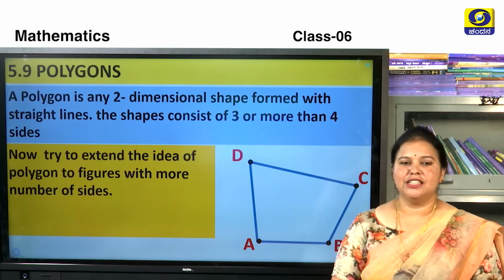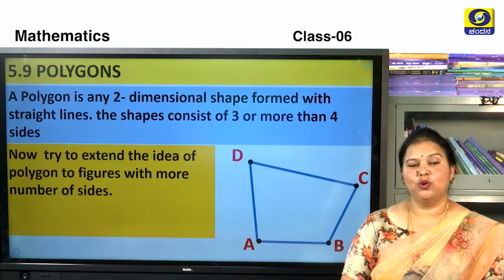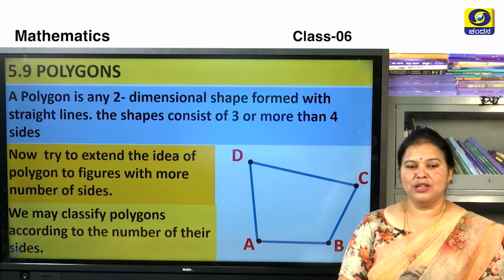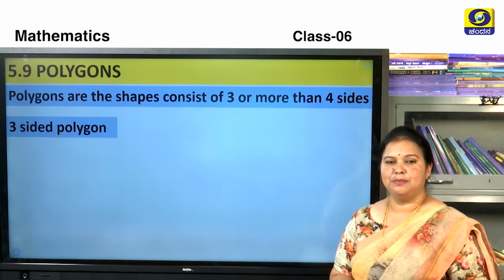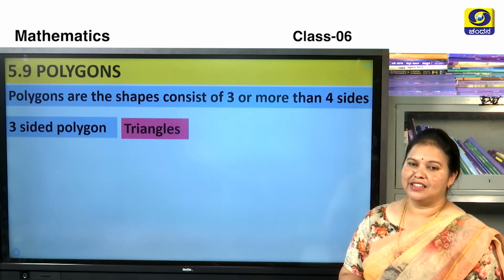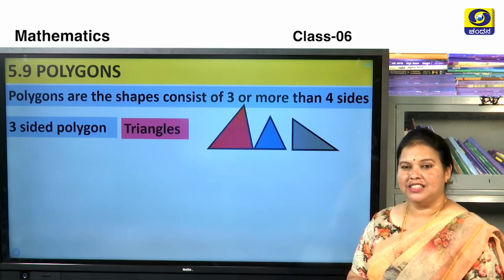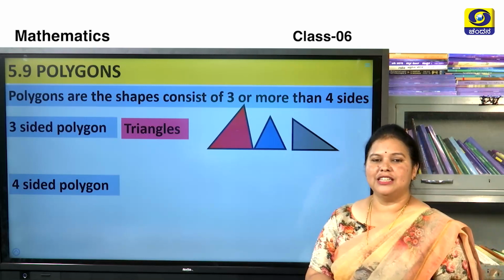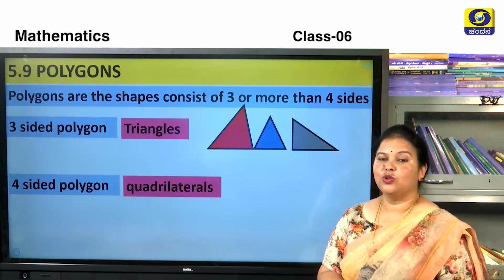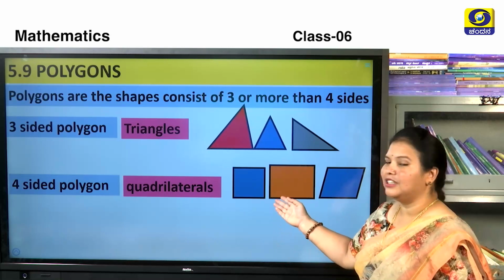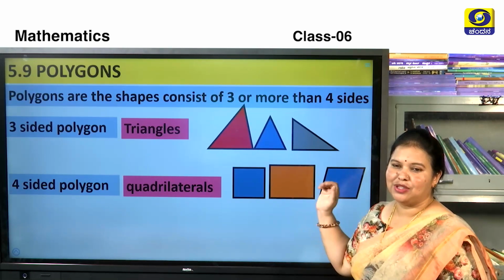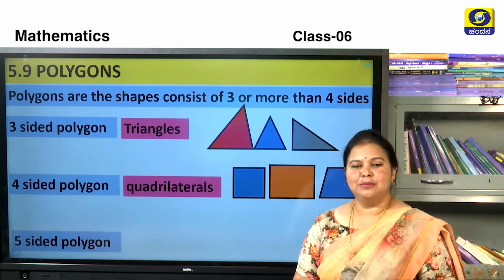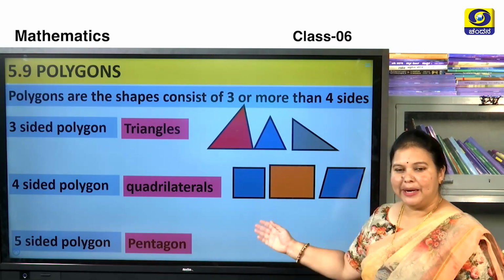Now try to extend the idea of polygon to figures with more number of sides. We may classify polygons according to the number of their sides. Three-sided polygon is named as triangles. Here tri means 3. So these are all three-sided polygons, and four-sided polygon is called as quadrilaterals. We have just learnt about quadrilaterals, different types of quadrilaterals, isn't it? Here quadri means 4, and five-sided polygon is named as pentagon.